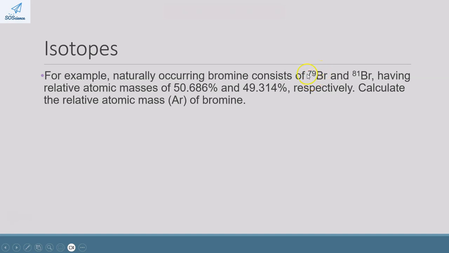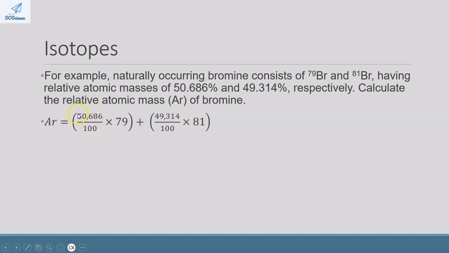Now we need to take into account both of these masses and how often they occur in our calculation in order to work out the relative atomic mass of all the different isotopes of bromine that exist. And in this sample, it's just based on these two isotopes and these two percentage occurrences. So the way we work it out is we want to work out what is 50.686% of bromine 79 and 49.314% of bromine 81. So very important.